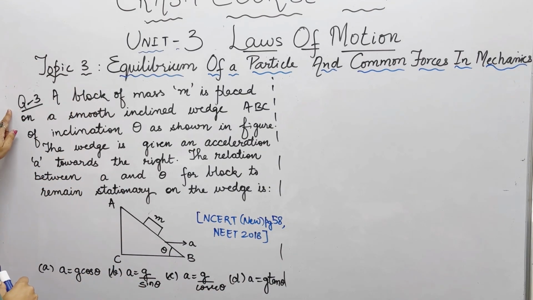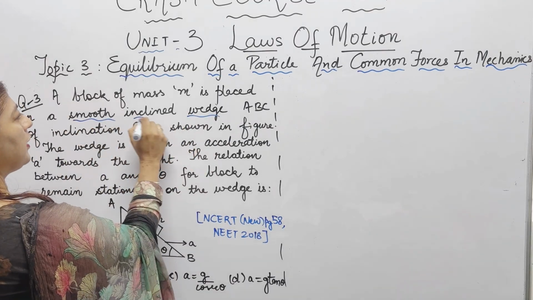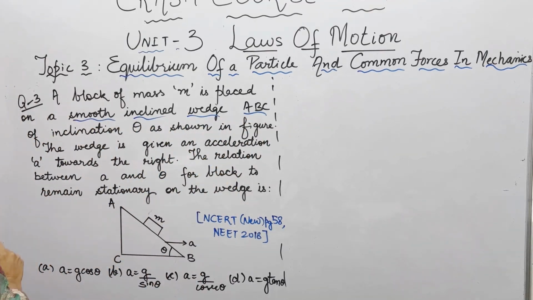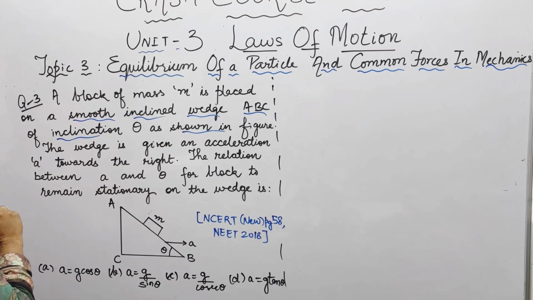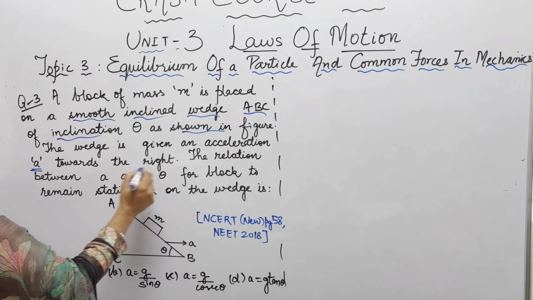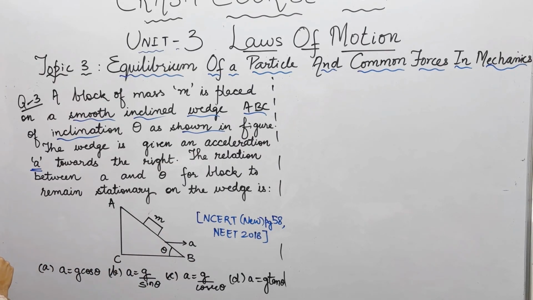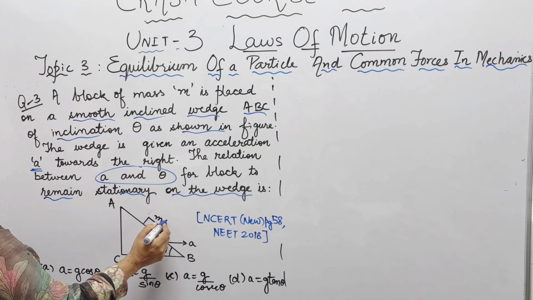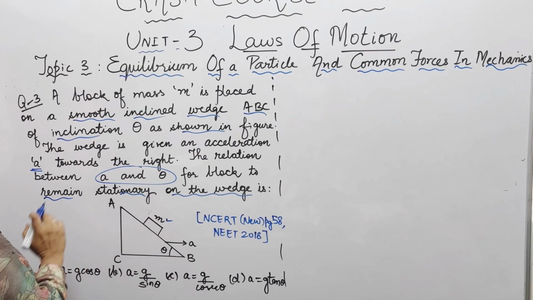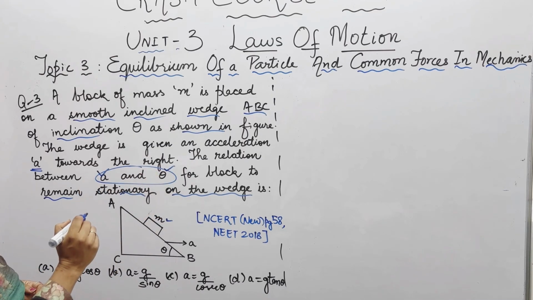Now question number 3. A block of mass m is placed on a smooth inclined wedge ABC. ABC is the wedge of inclination theta as shown in the figure. The wedge is given an acceleration a towards the right. What is the relation between a and theta for the block to remain stationary on the wedge? The block of mass m should remain stationary, so we have to find the relation between a and theta.